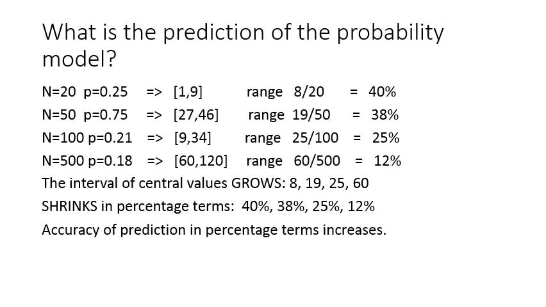Basically the interval of values, the set of numbers which can occur, keeps growing. It was 8, 19, 25, 60. But in percentage terms, it keeps shrinking: 40%, 38%, 25%, 12%. So if we want to make a forecast of what will happen, in percentage terms, we will become more and more accurate. But if we look at the absolute range, the range of numbers will be increasing.